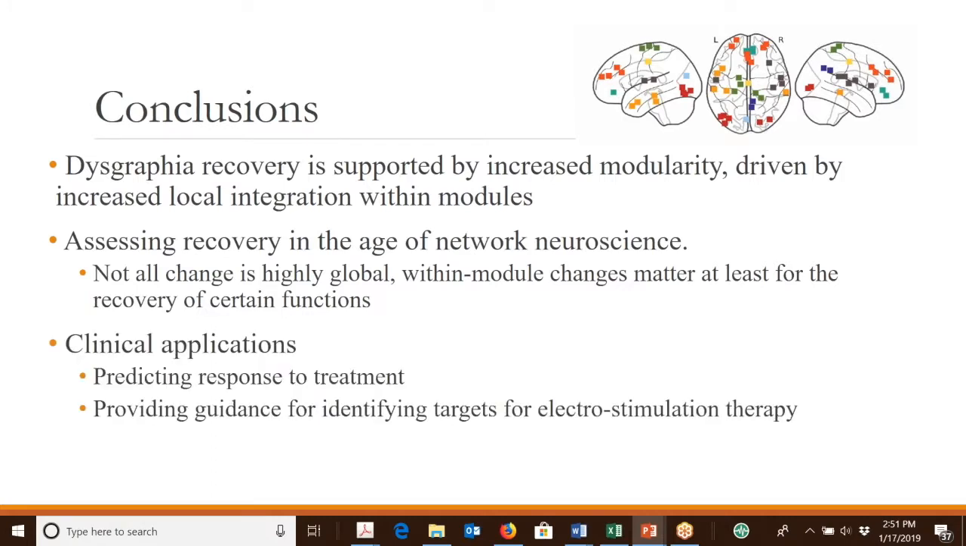And finally, there are some potential clinical applications. These measures may have a role to play in predicting a response to treatment, and we see them as potentially providing guidance for identifying targets, for example, for electrostimulation therapy, identifying brain areas that are supporting recovery of function. These might turn out to be good areas to target with stimulation.